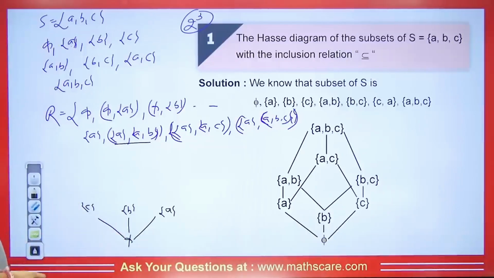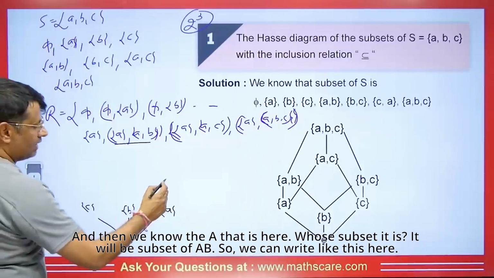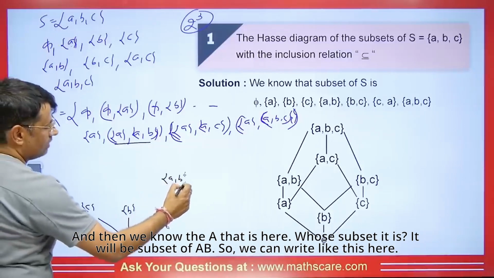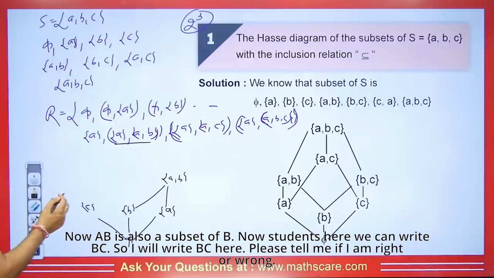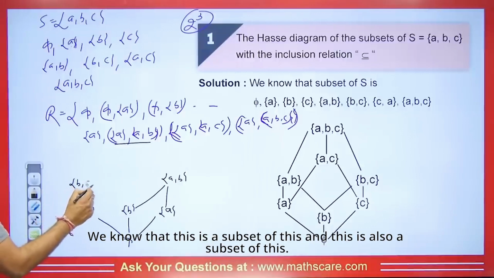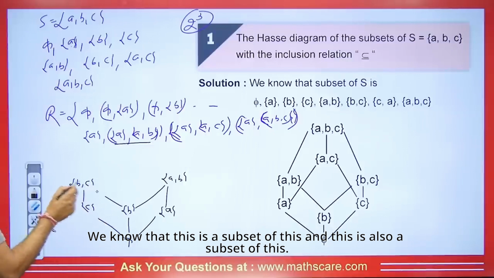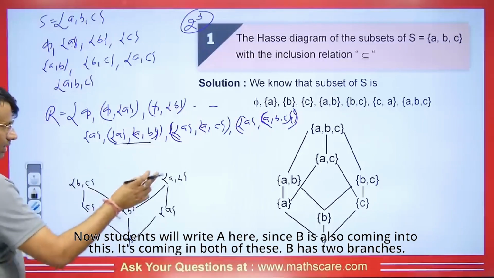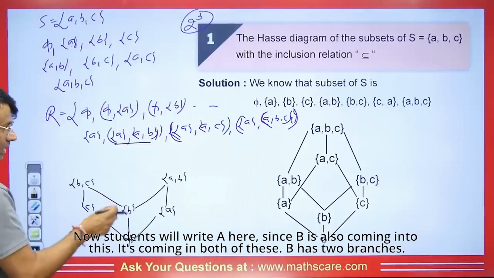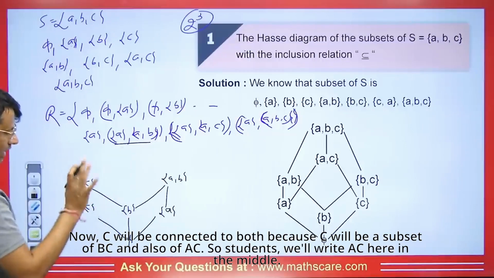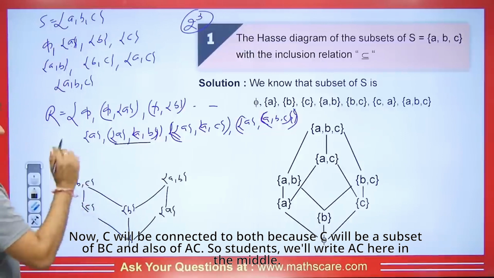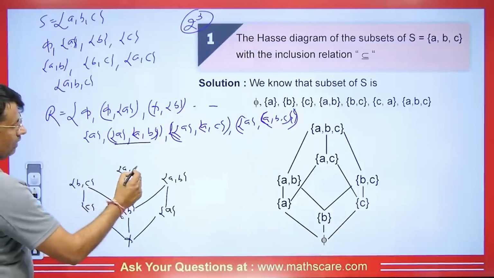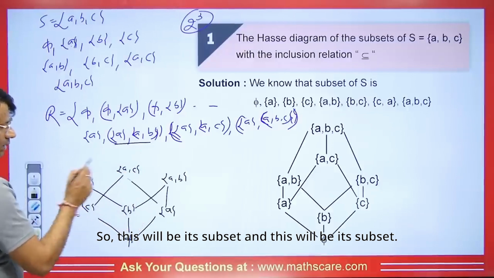Getting my point here? And then we know the A that is here. Whose subset is it? It will be a subset of AB. So we can write like this here. Now AB is also a subset of B. Now students, here we can write BC. So I will write BC here. Please tell me if I am right or wrong. We know that this is a subset of this and this is also a subset of this. Now students, we will write A here, since B is also coming into this. It's coming in both of these. B has two branches. Now C will be connected to both because C will be a subset of BC and also of AC. So students, we'll write AC here in the middle. So this will be its subset and this will be its subset.